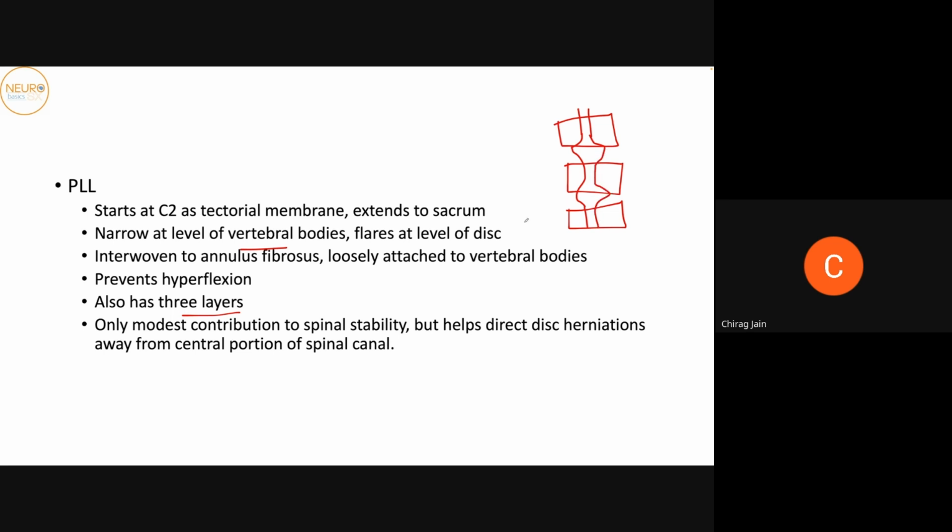Okay. Now, it is interwoven with the annulus fibrosus and loosely attached to the vertebral bodies because it's primarily trying to prevent the disc material from extruding into the spinal canal. It does prevent hyperflexion to a certain degree, but not a lot. It has 3 layers. It only has a modest contribution to spinal stability, but as we discussed, it helps disc herniations to stay away from the central portion of the spinal canal. It directs a disc herniation laterally.